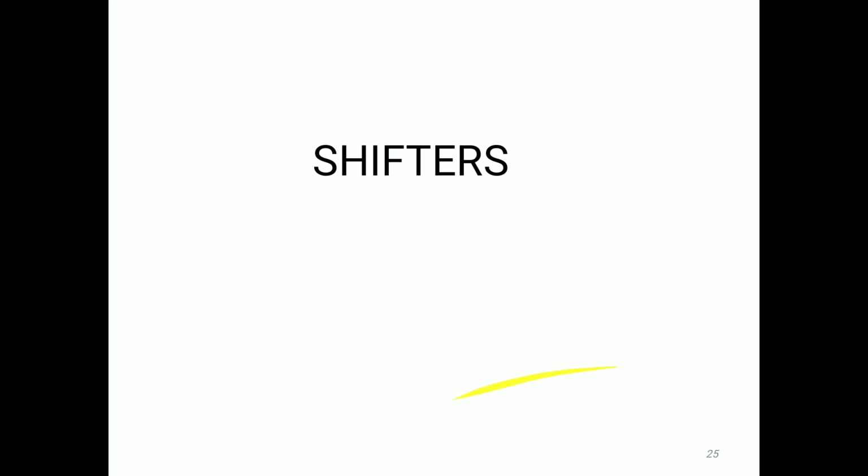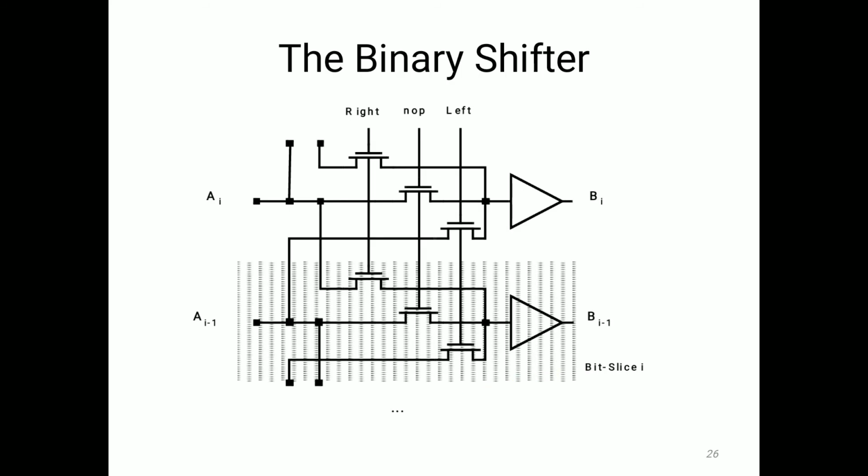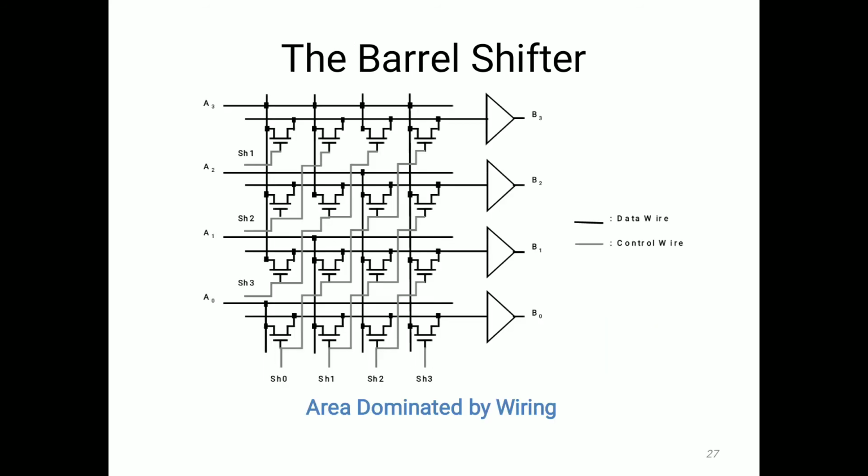Then next one is a shifter. It's similar to our shift register. Here we are using a transistor to shift the operation. So here it's a binary shifter. Then this is called a parallel shifter.